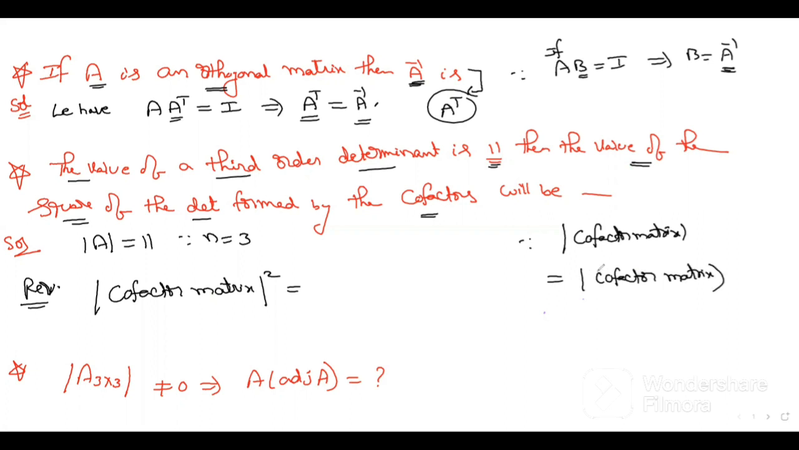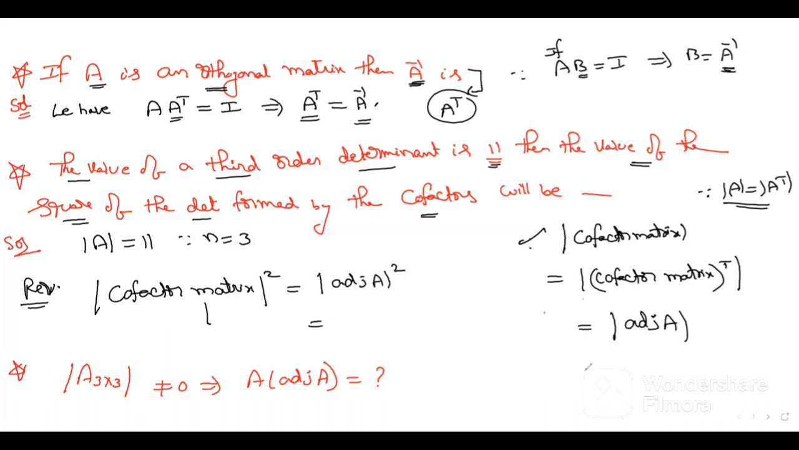Both are equal in determinant. What is the formula? Determinant of A is equal to determinant of transpose of A. Okay, determinant of cofactor matrix is equal to determinant of transpose of cofactor matrix. Both are equal. Okay, transpose of cofactor matrix is nothing but adjoint of A. Determinant of adjoint of A, this is nothing but. Determinant of cofactor matrix is nothing but determinant of adjoint of A whole square.